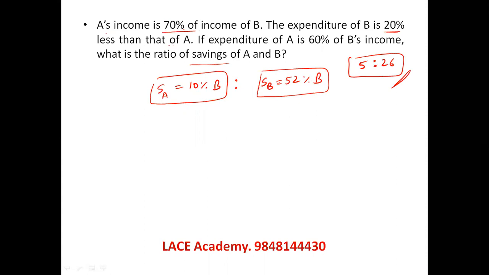So A's income is 70% of B, expenditure is 60% of B, so his saving is 10% of B. Then than this 60% of B, A's expenditure, B is spending 20% less. 20% less means you should get 80% in mind. 80% of 60% is 48. 8 6s are 48. So 52% is saved because expenditure is 48. So he's asking 10 is to 52. Anyhow, B gets cancelled. So 10 is to 52 is what ratio?